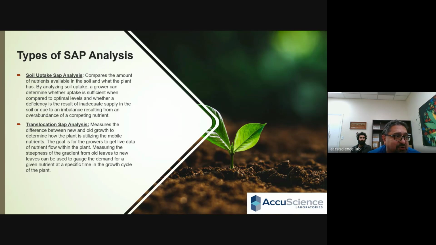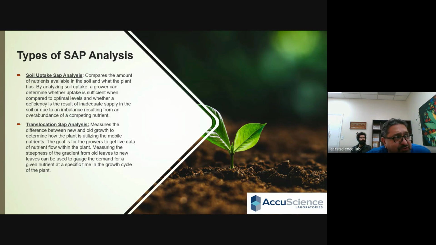This is something new that we didn't see in the plant tissue analysis. It measures the difference between new and old growth to determine how the plant is utilizing the mobile nutrients. The goal is for the grower to get live data on nutrient flow through the plant and measure the steepness of the gradient from old growth to the new leaves. It can be used to gauge the demand, given how much of the nutrient is needed at what specific time in the growth cycle of the plants.